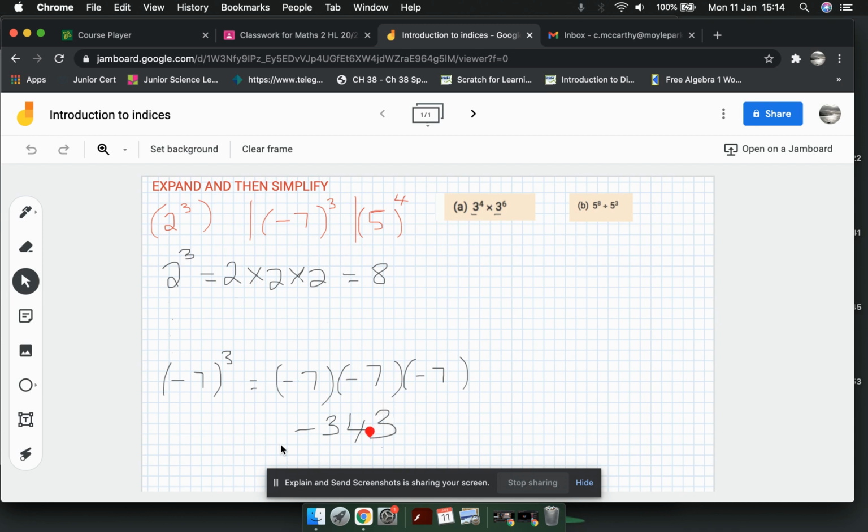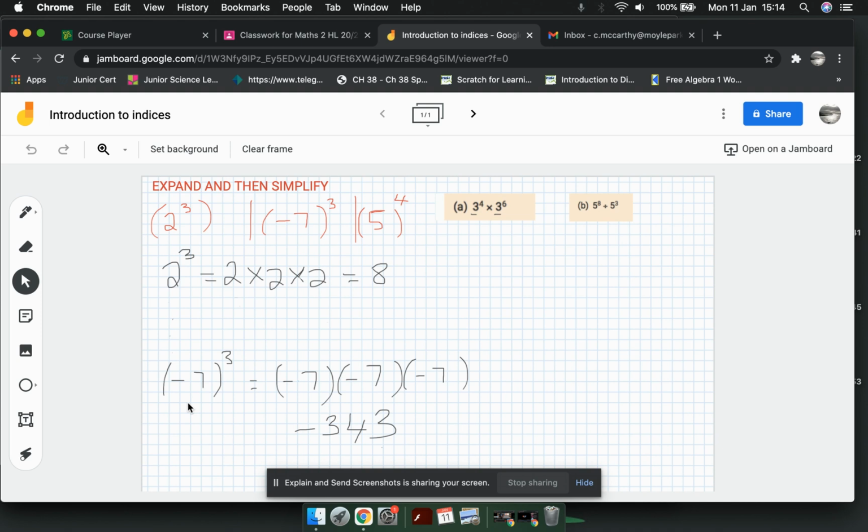So when you're talking about indices, it's important just to, first of all, recognize what it means. It means you're multiplying out this base number by itself, however many times. Okay? It does not mean that it's 2 multiplied by 3. It does not mean it's minus 7 multiplied by 3. That would be a common mistake on this one.